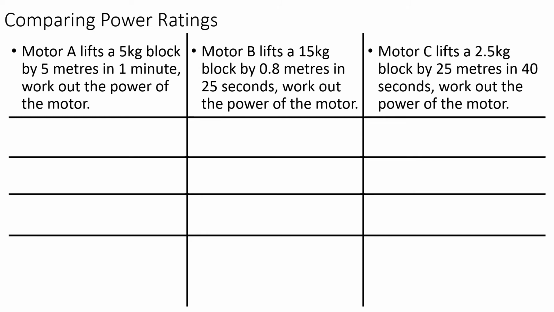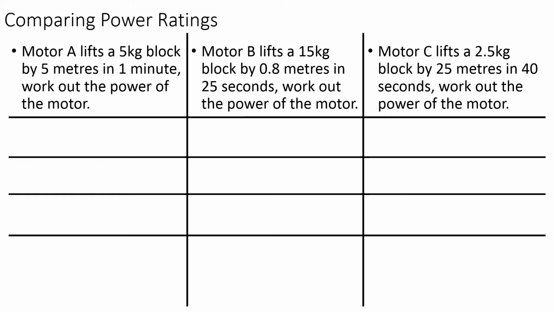So we're going to be comparing three motors. We're just going to call them motor A, motor B and motor C. Motor A will be lifting a 5 kilogram block 5 meters high, and it's going to take 1 minute to do that. Motor B is going to lift a 15 kilogram block by 0.8 meters, and it's going to take 25 seconds. Motor C is going to lift a 2.5 kilogram block by 25 meters in 40 seconds.